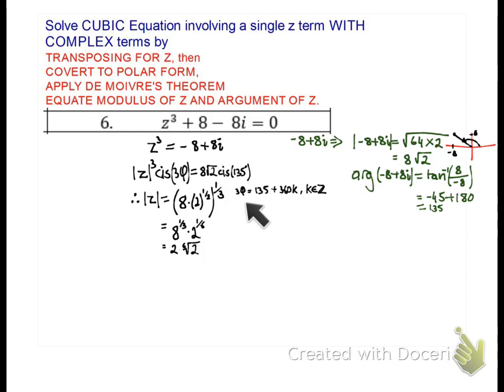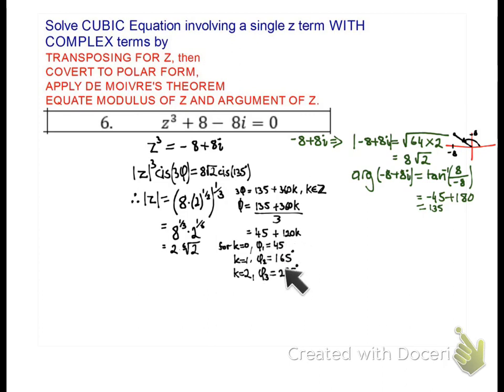And let's work out the arguments. So we've got 3 lots of angle theta equals 135 plus 360k. Now, we're going to get 3 solutions for solving a cubic equation. So each of the solutions is given by this little rule when we simplify. 3 divides evenly into both numbers. So our 3 solutions are going to be when k equals 0, k equals 1, and k equals 2. And we can substitute that into our rule and get these angles: 45 degrees, 165 degrees, 285 degrees.